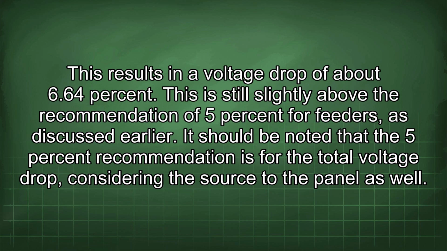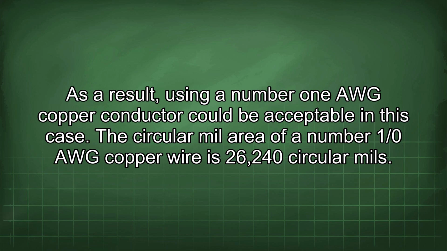This is still slightly above the recommendation of 5% for feeders, as discussed earlier. It should be noted that the 5% recommendation is for the total voltage drop, considering the source to the panel as well. As a result, using a number 1 AWG copper conductor could be acceptable in this case.